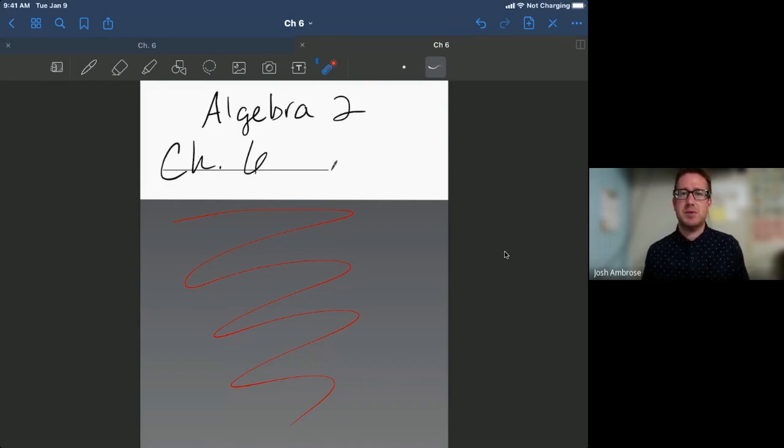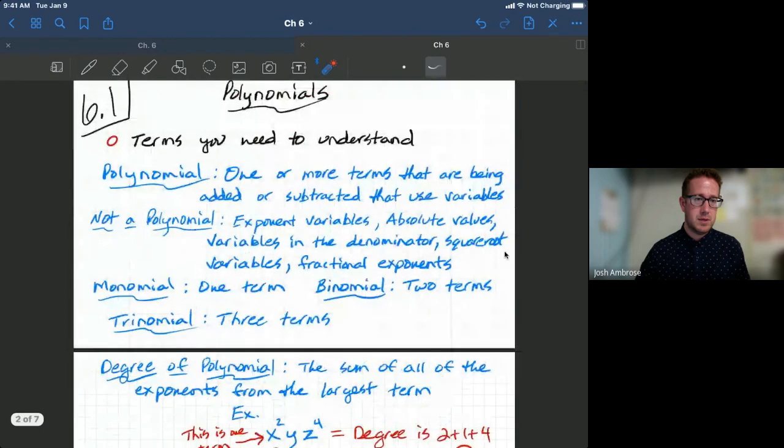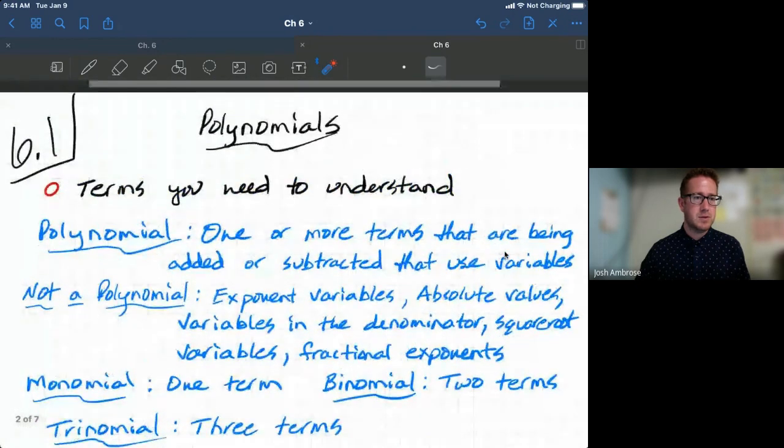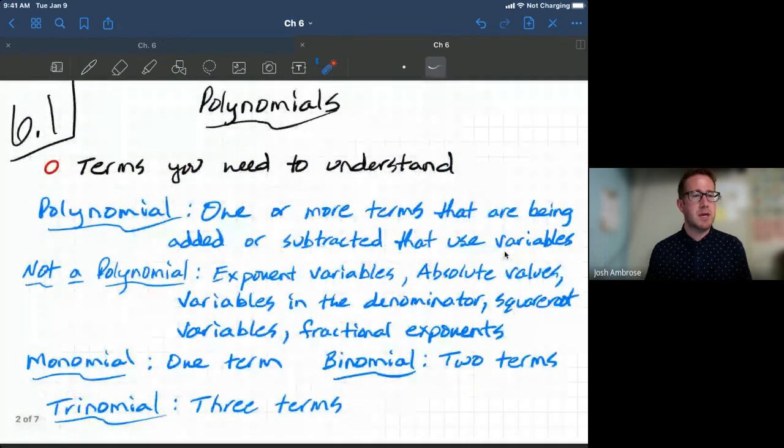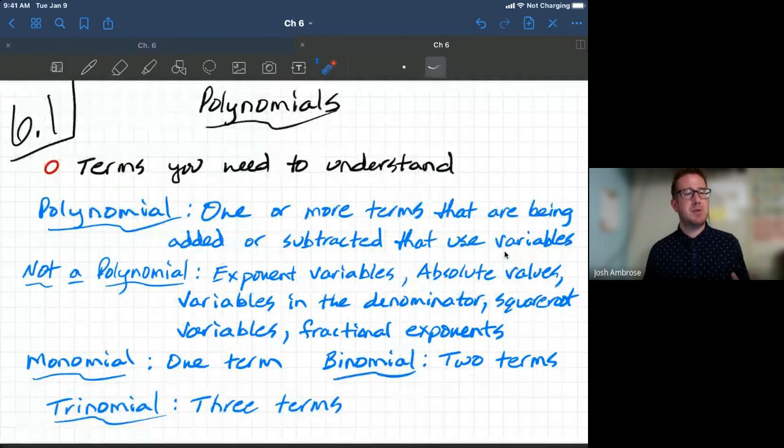We're starting Chapter 6 today, so we're going to be jumping into Section 1. We're talking about polynomials. In Section 1, there's quite a few terms that you are going to need to understand, memorize, and write down into your notes. Let's basically just jump right into it.